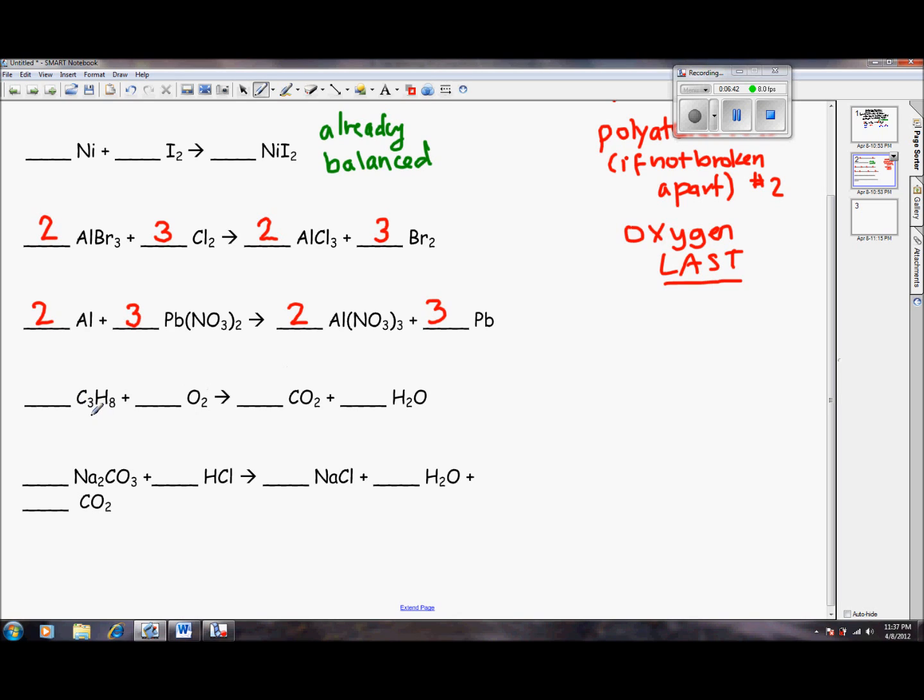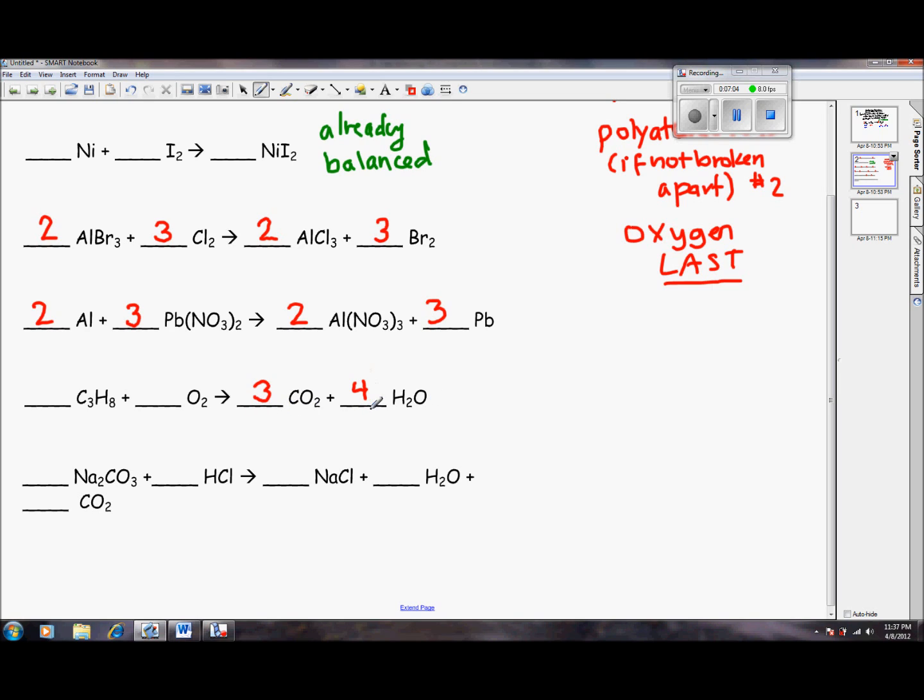Okay, 3 carbons on the left, 1 carbon on the right. So I'll put a 3 here to make it 3 carbons on the right. 8 hydrogens on the left, 2 hydrogens on the right. I'll put a 4 in front of that. That makes 8 hydrogens.